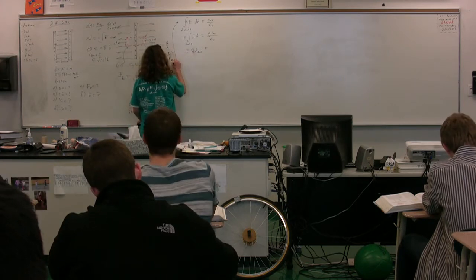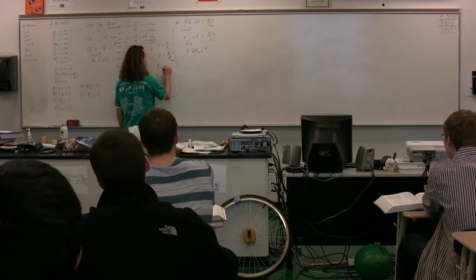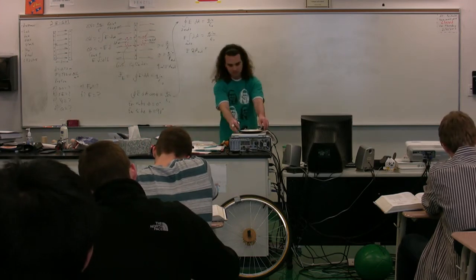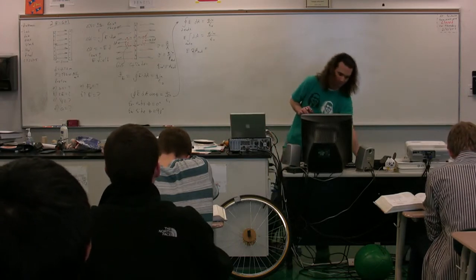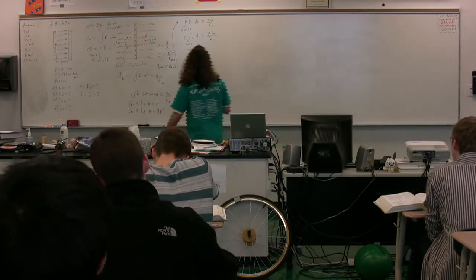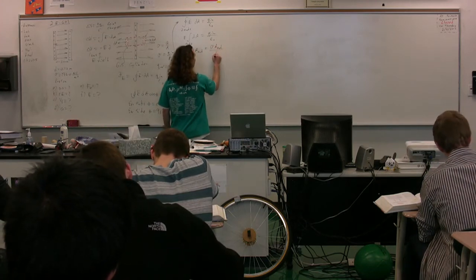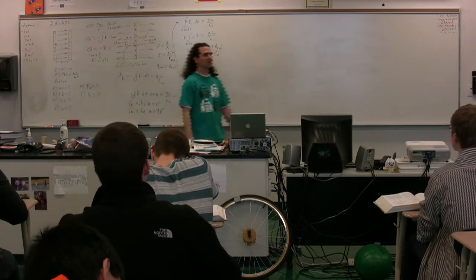Therefore, the charge inside the Gaussian surface, this charge right here, is equal to the surface charge density times the area of a single end. Therefore, we get the surface charge density times the area of an end divided by the permittivity of free space.